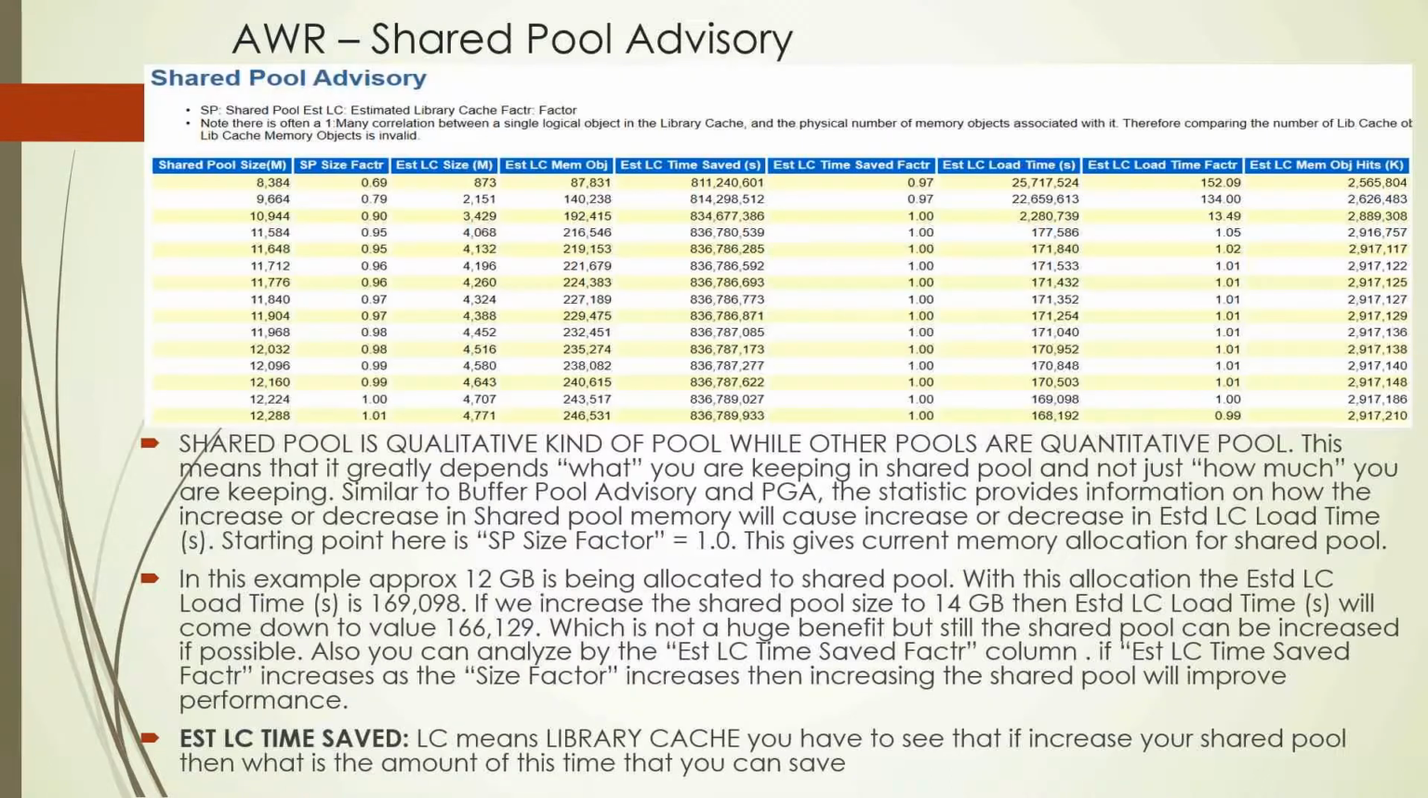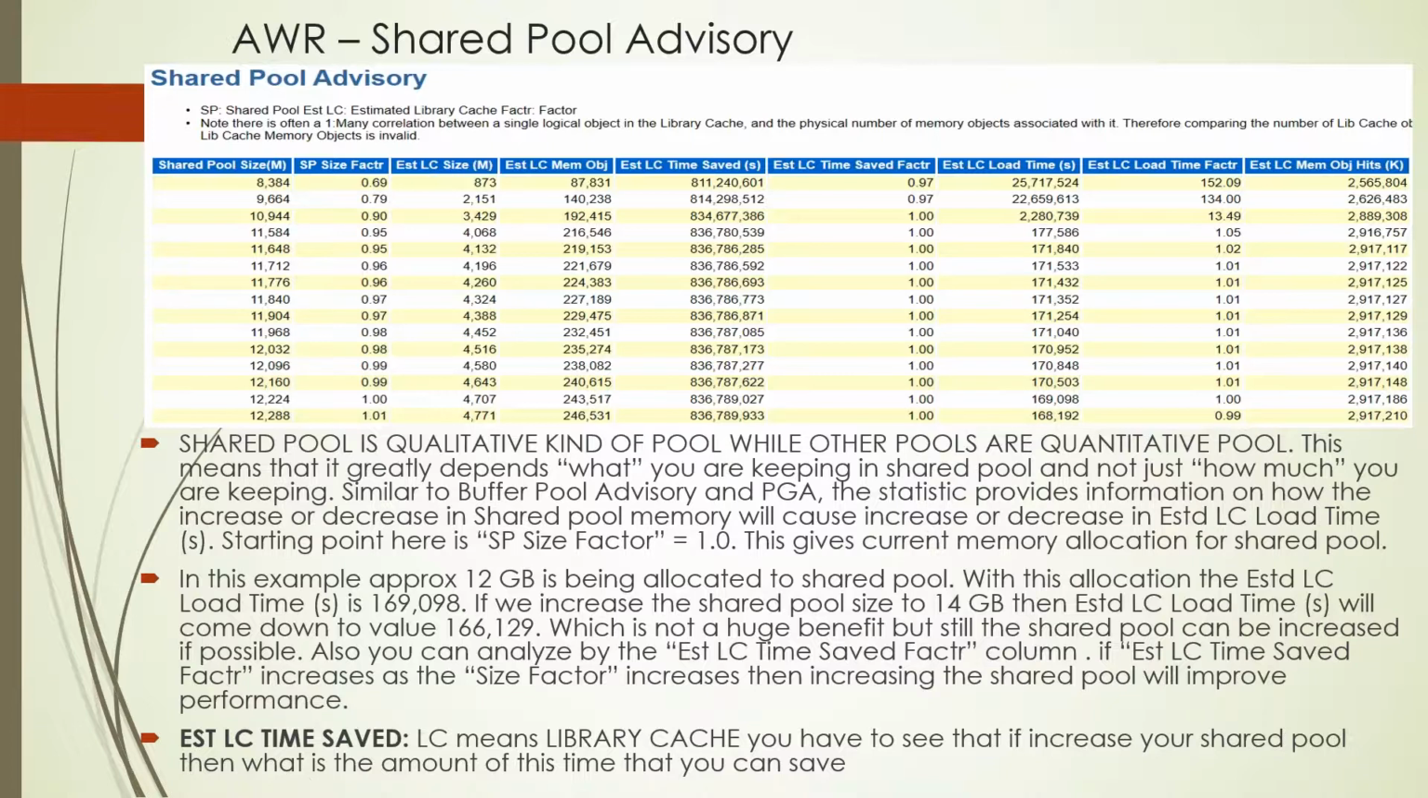Okay, then the same way you have the shared pool advisory. Now again, for the shared pool advisory, you can see the shared pool size factor. Where it is 1, that means you have 12 GB of shared pool currently configured. So for this current size factor, your estimated LC time saved is 836,789.27, right? So you should check this kind of thing over here again. The shared pool is a qualitative kind of pool, while other pools are quantitative. So this means it greatly depends on what you are keeping in the shared pool and not just how much you are keeping.